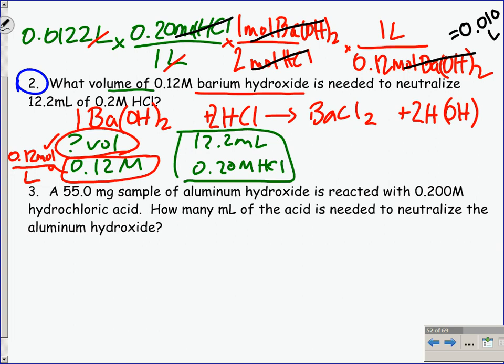You'll see this one has like milligrams. You guys can convert milligrams to grams and go from there.